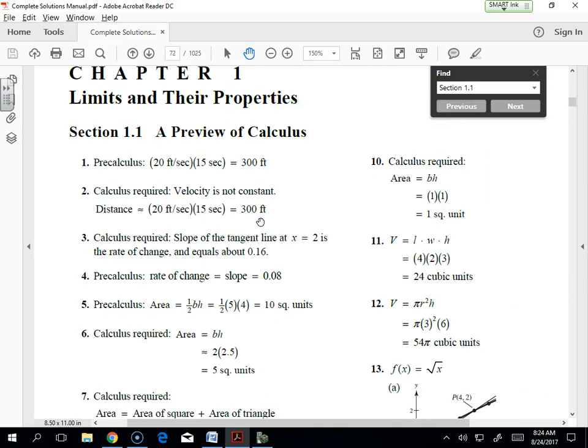I would have said calculus because it is curved, and they say calculus as well, but you can say, well, pre-cal got me a stinking close approximation. Maybe even basically a precise approximation.